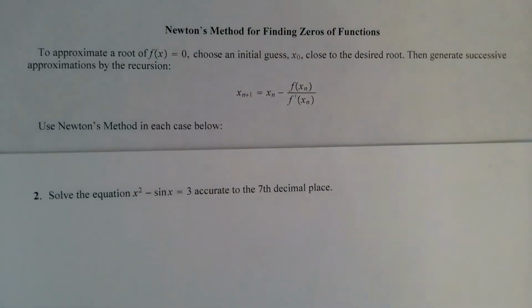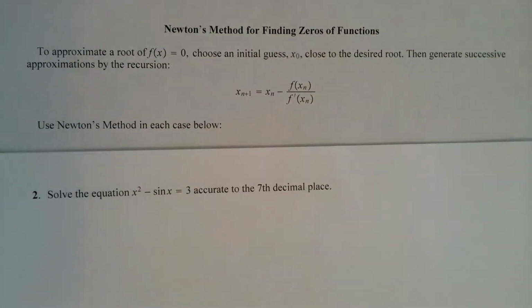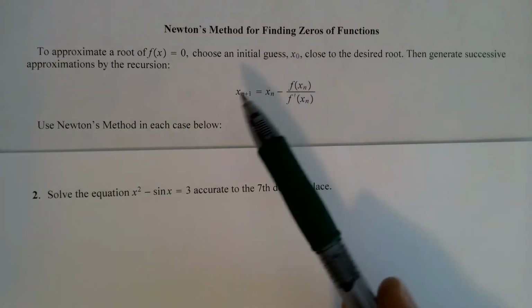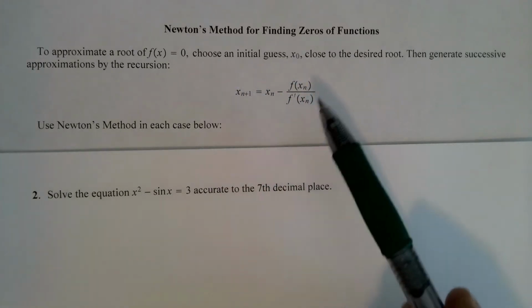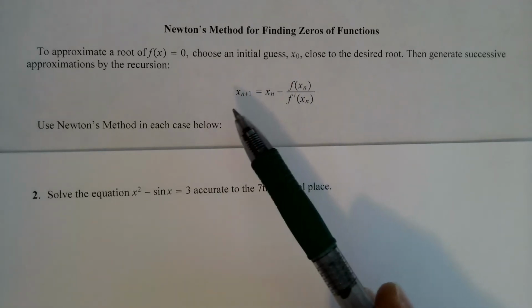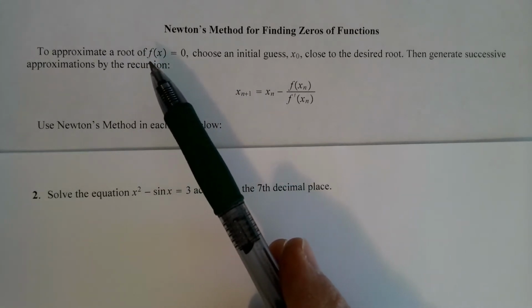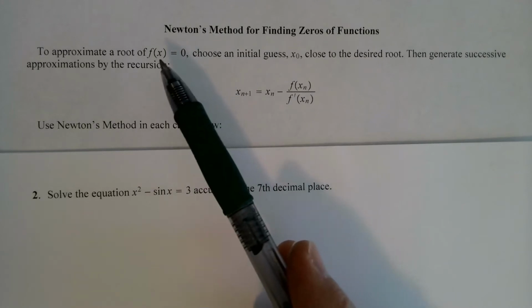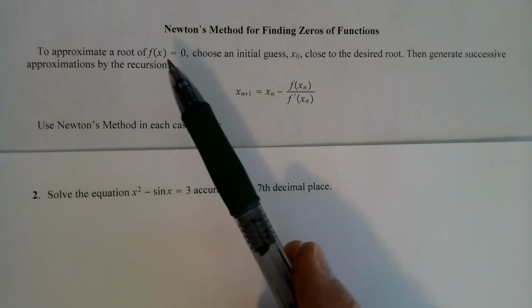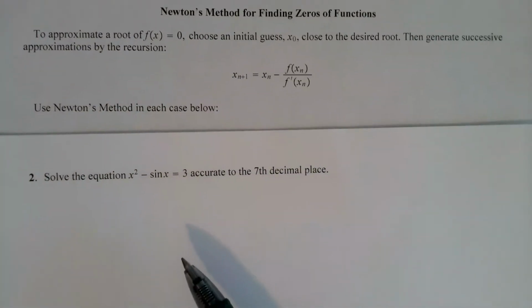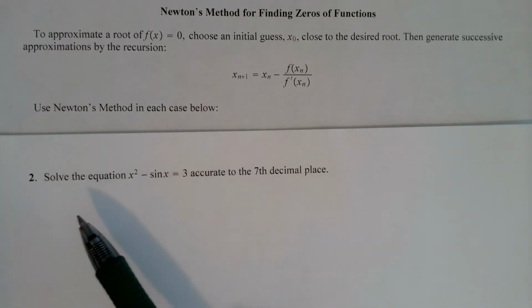So I want to look at a couple other examples of how we can use Newton's method. Of course, we looked at it in the last video, how this recursive way of defining successive iterations gets closer and closer to the true root of a function, essentially the solution to the function f of x, or the input that makes the output of the function 0. And so here I want to look at solving equations.